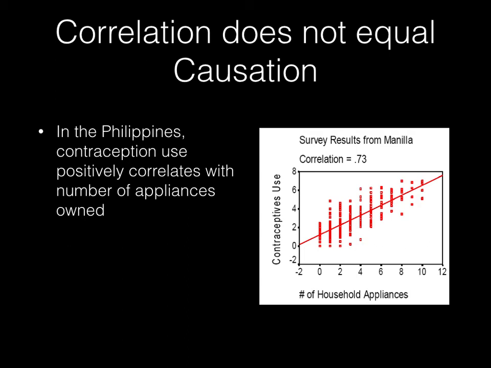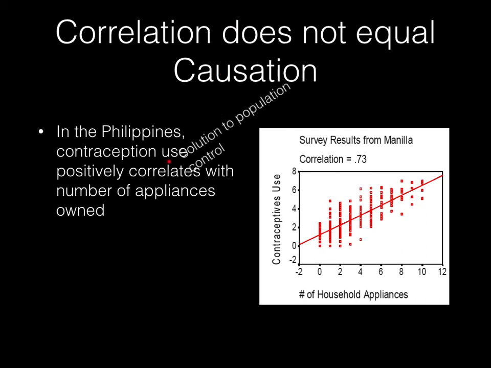Notice the line is going upward, and the correlation number at the very top of the graph says 0.73, so it's positive. The more household appliances you have, the more often you use contraceptives.